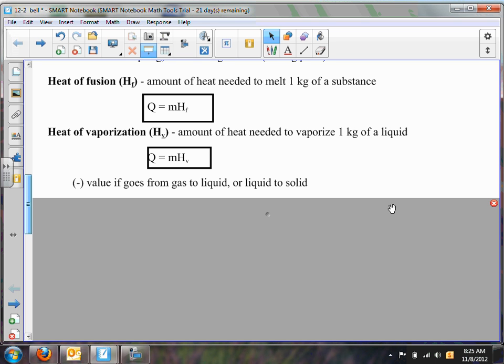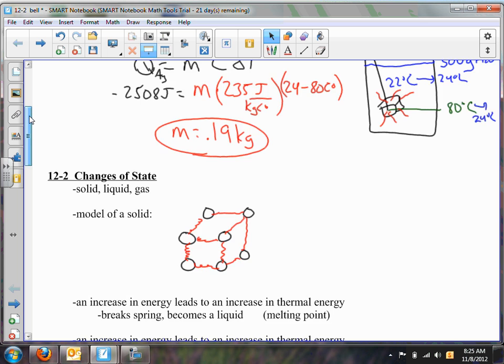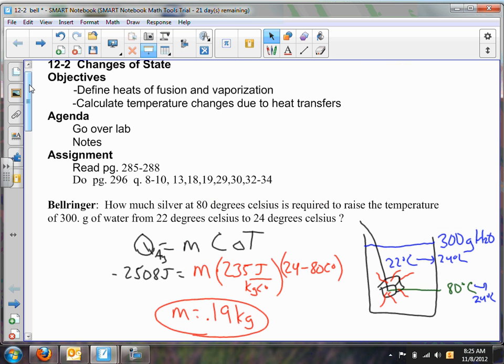And just for the record, if you're going the opposite direction, from a gas to a liquid, it's the same magnitude, same number, it's just going to be opposite. So instead of adding heat to melt it, you'd be removing heat, how much heat would be giving off when it goes from a gas back to a liquid, or a liquid back to a solid. So that really is our first objective, define heats of fusion and vaporization.